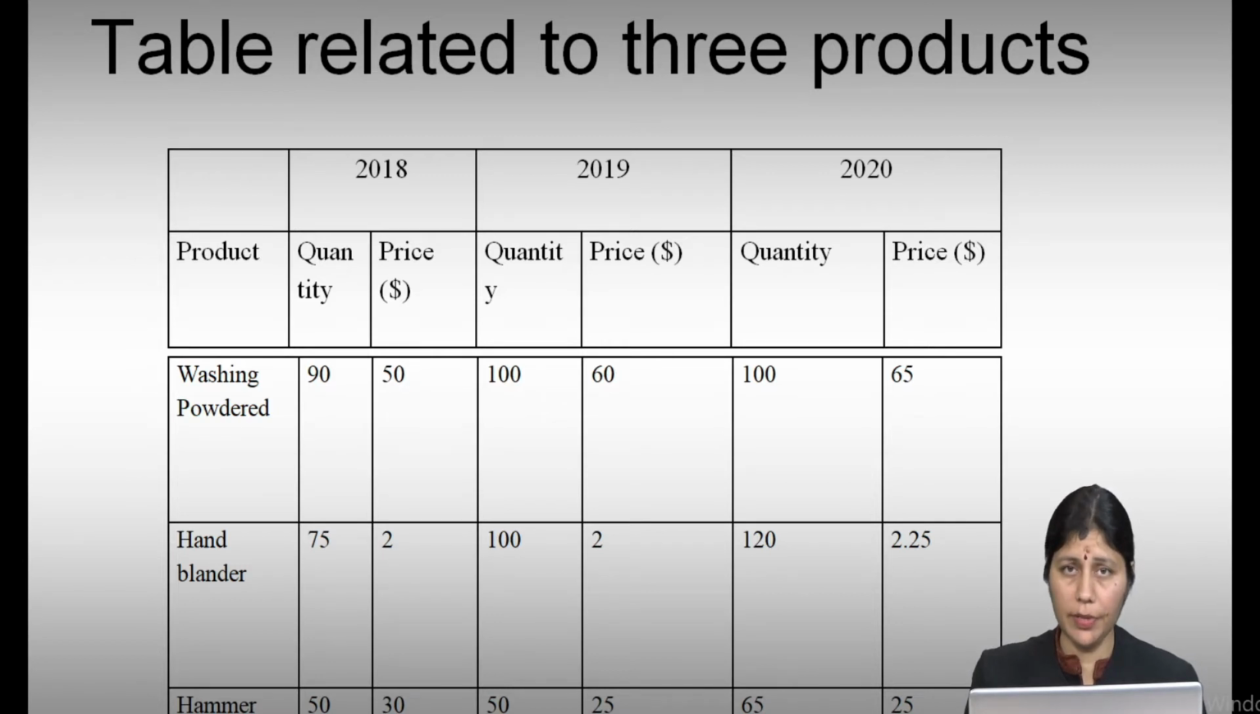What does this table represent? In this table, you can see three respective years, 2018, 2019 and 2020, that I have taken. In these years, I have taken three different products, which will be used to calculate nominal GDP and real GDP. The table shows the products, quantity and price in respect of the different years to make the calculations.